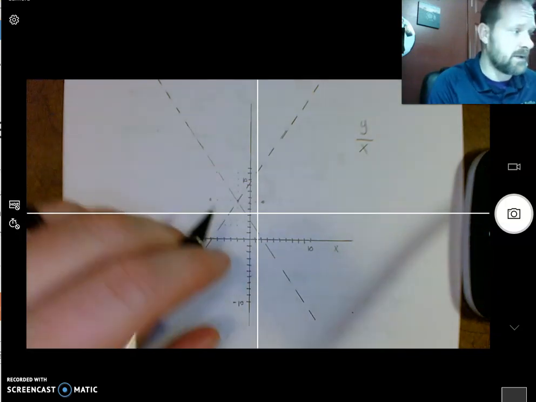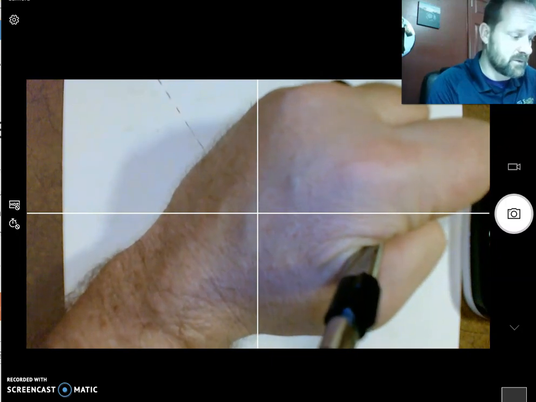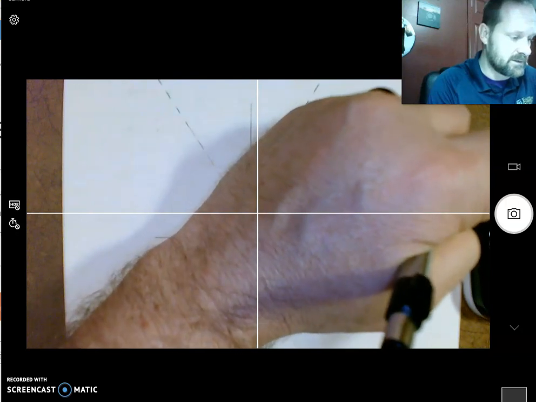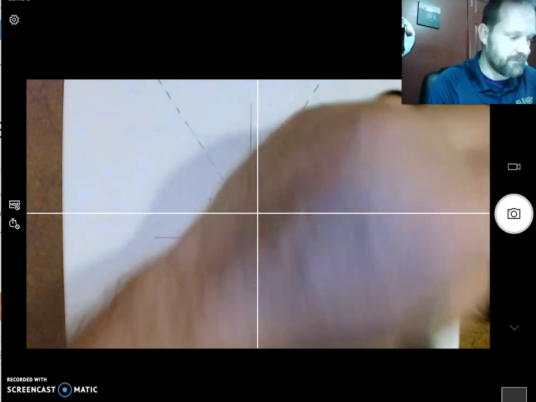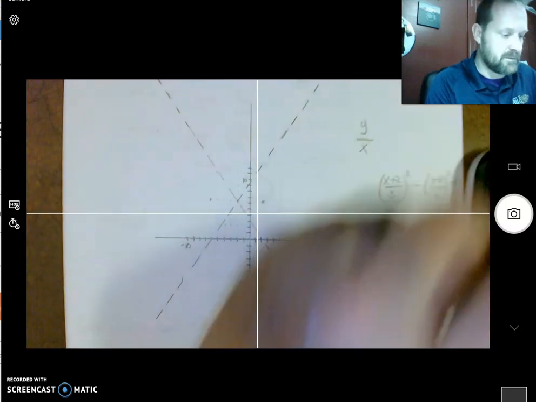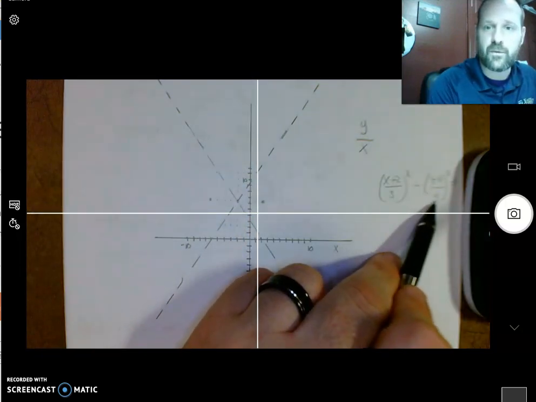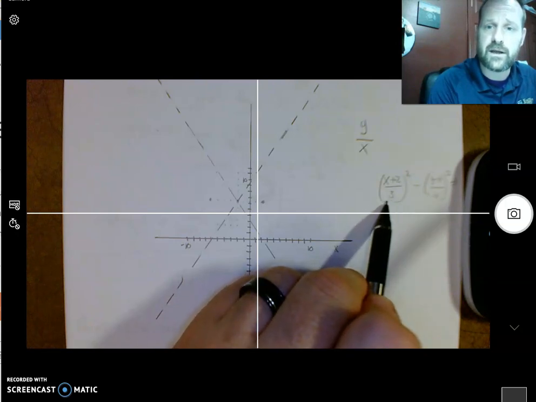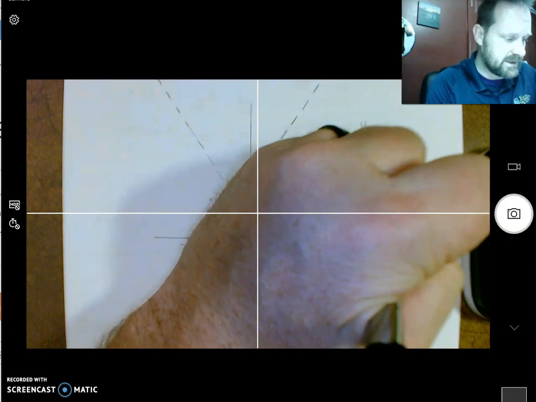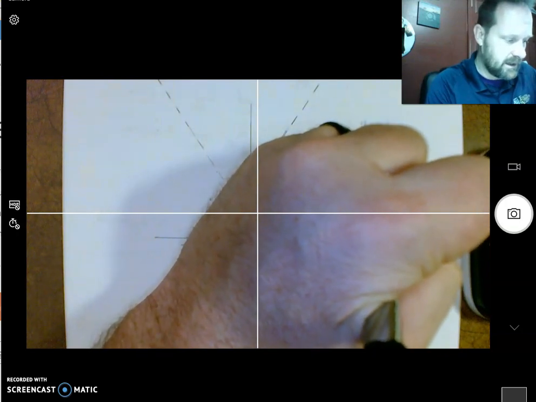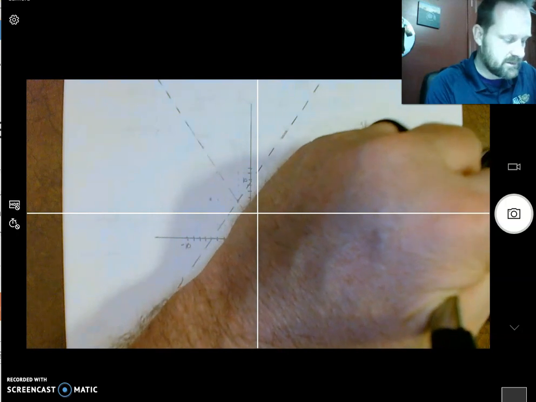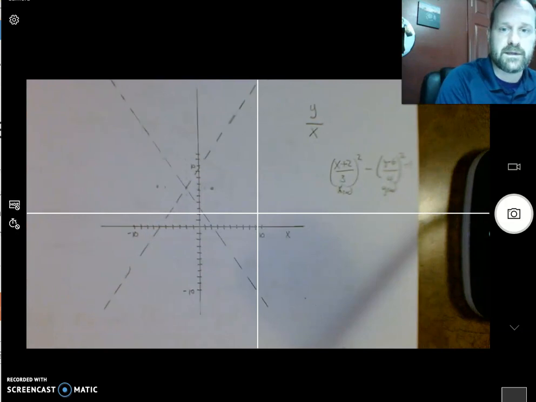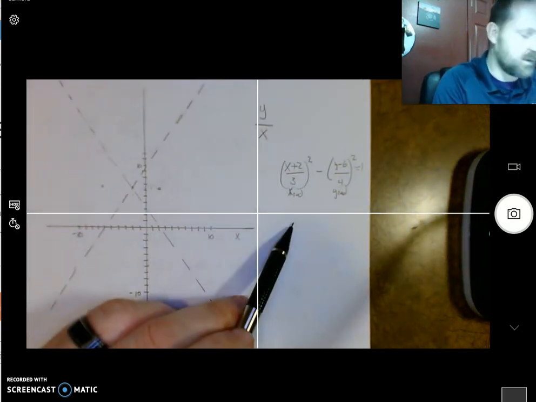Well, if you look at the denominators of the equation, x plus 2 of this minus this equals 1. 3 and 4. The y term is 4 and the x term is 3. So this is the x radius and this is the y radius, okay?